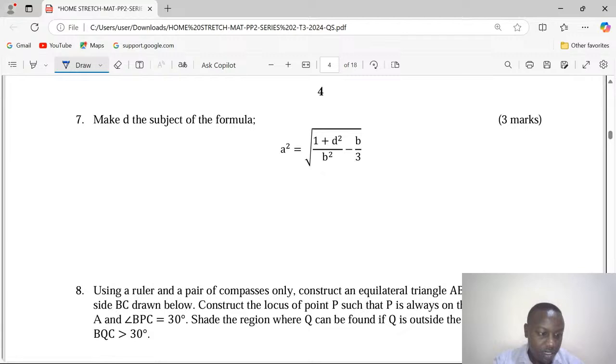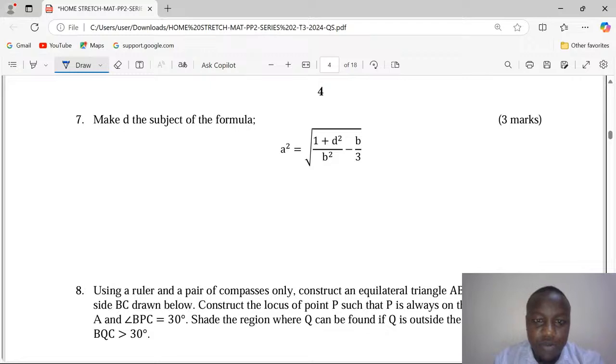Number 7. This is a question on the subject of a formula. I believe you guys can see the screen clearly. Make D the subject of the formula. We are already given the formula a squared equals the square root of one plus d squared divided by b squared, minus b out of 3. But everything there is under the square root.